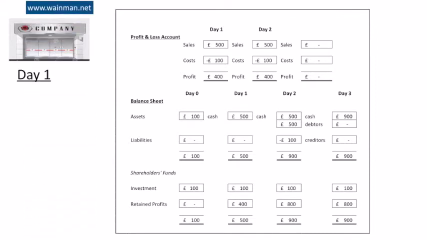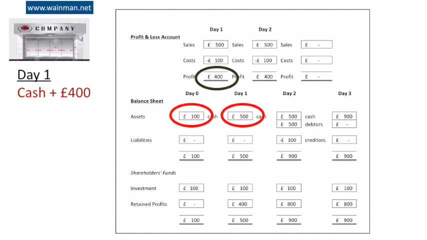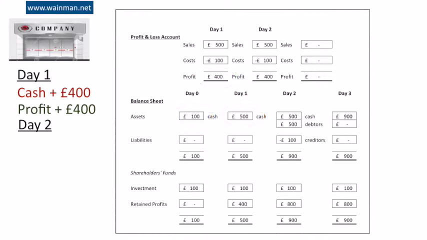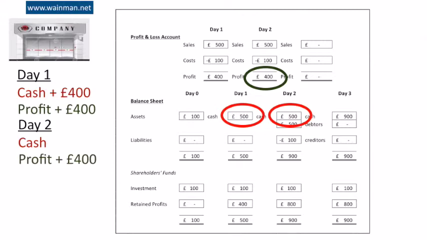During day 1, we started the day with £100 in cash and finished with £500 cash. The total amount of cash increased by 400, and the profit for the period was also 400. During day 2, we started with 500 in cash and finished the day with 500 in cash. So there was no increase in cash during this period. But the profit for day 2 was £400.